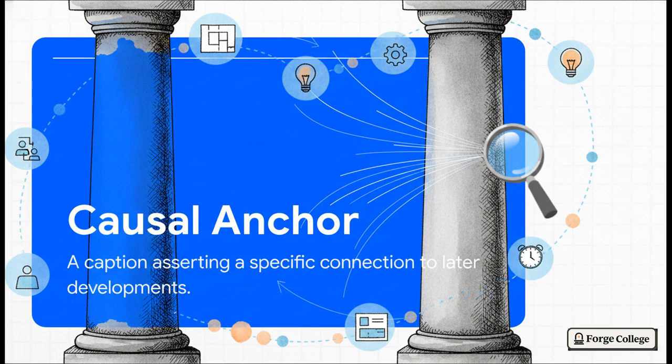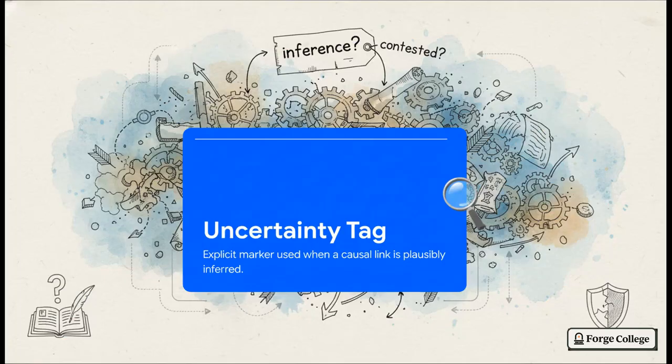Think of these as the load-bearing pillars of your entire narrative arc. Without them, your timeline just sort of collapses into a random pile of dates. They tell the reader exactly why event A led to event B. But, as we all know, history isn't always neat and tidy.